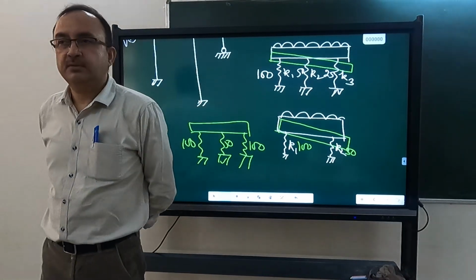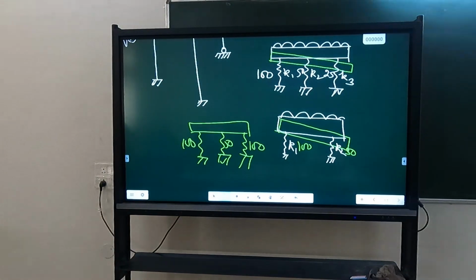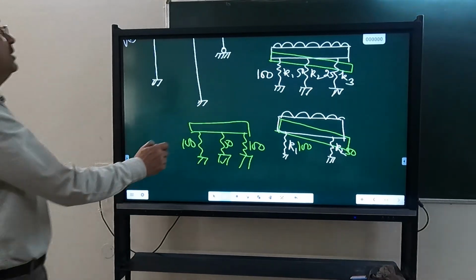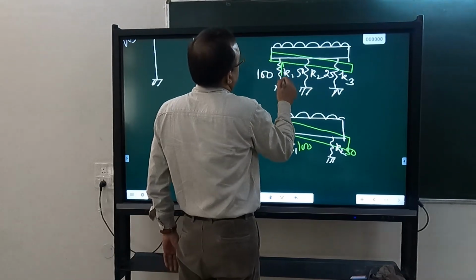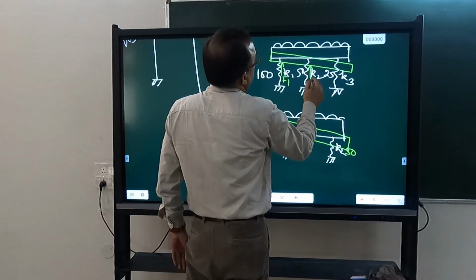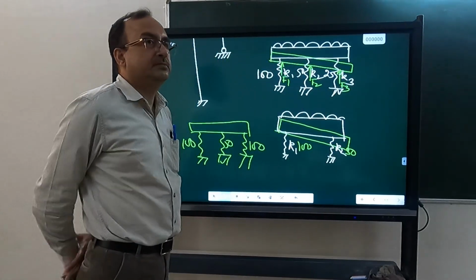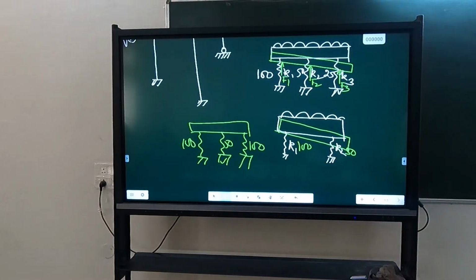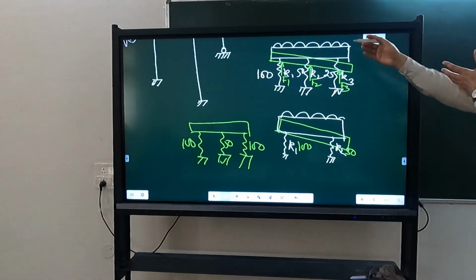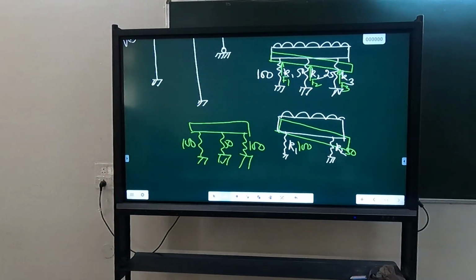Will it be same or different? Suppose you have to calculate the forces here, F1, F2, F3. How are you going to obtain them? Can you obtain these F1, F2, F3? I gave you this problem, a very simple problem. How are you going to solve it?